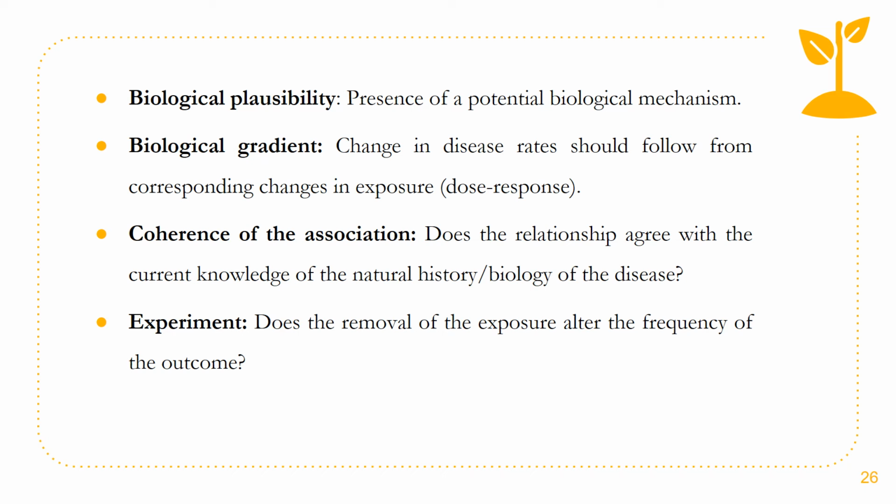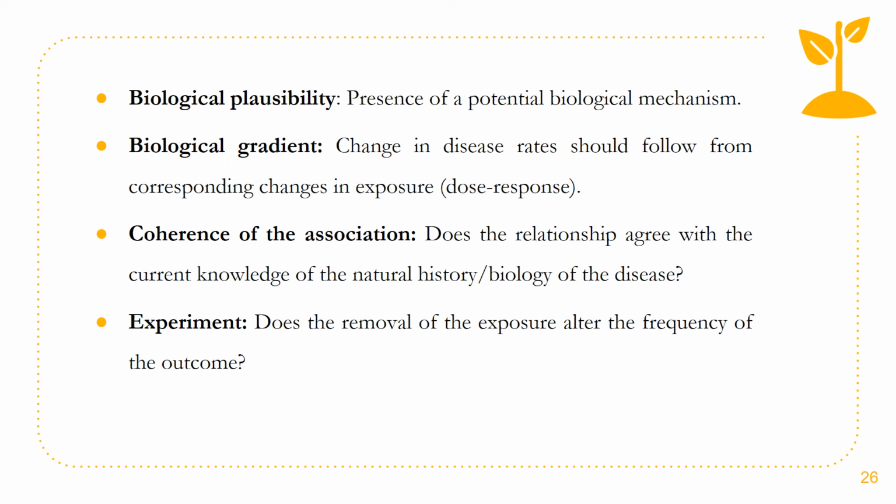Biological mechanism. Then biological gradient. Change in disease rate should follow from corresponding changes in exposure. That is dose response. For example, for the Russell periodontal index, if it is 4 it is different, if it is 5 it is different. With 1 or 2 we can still have a good prognosis, but with 4 and 5 the tooth is already mobile, and we have to extract it.